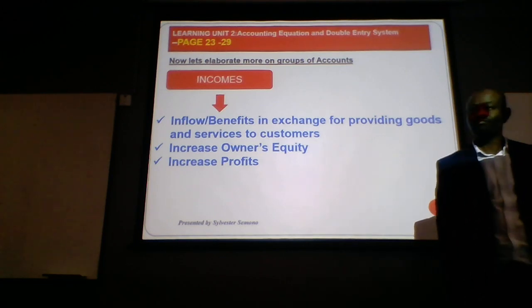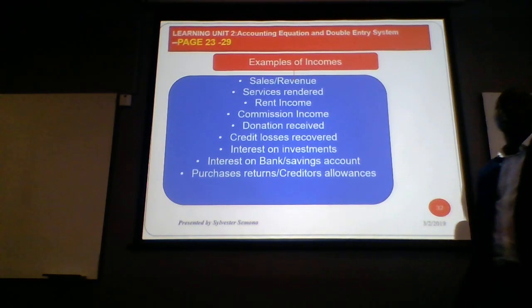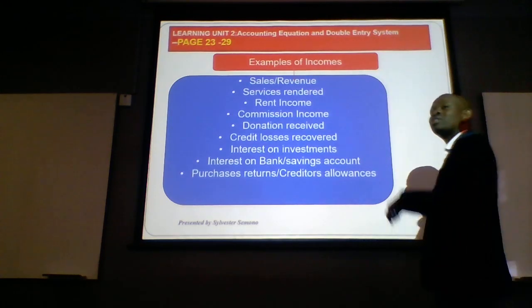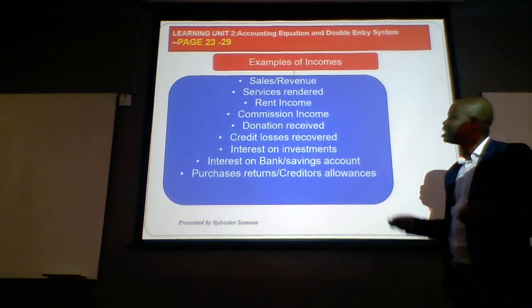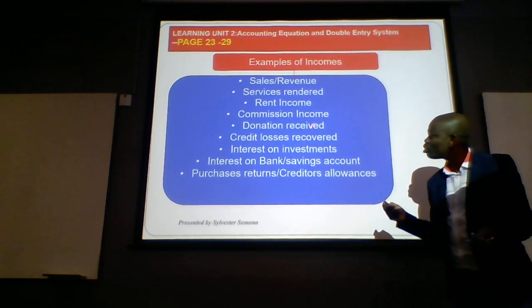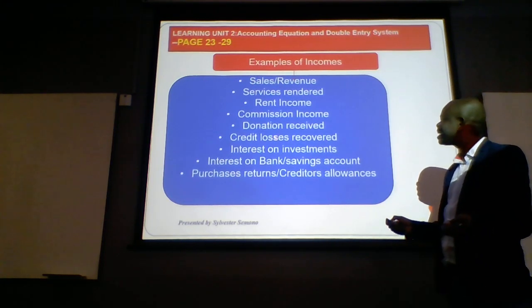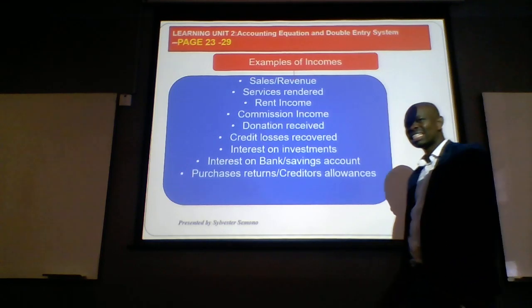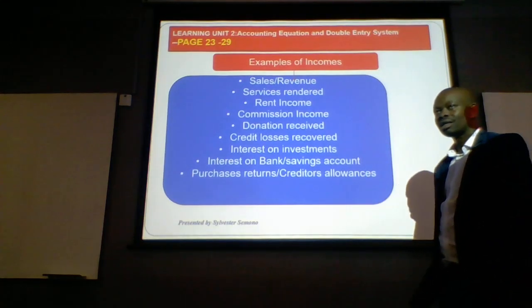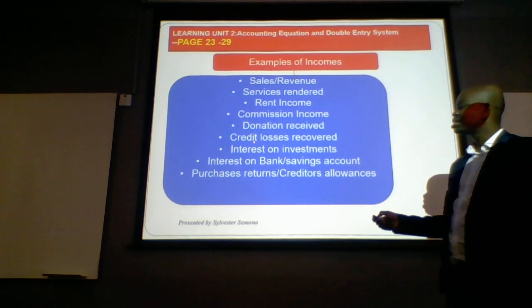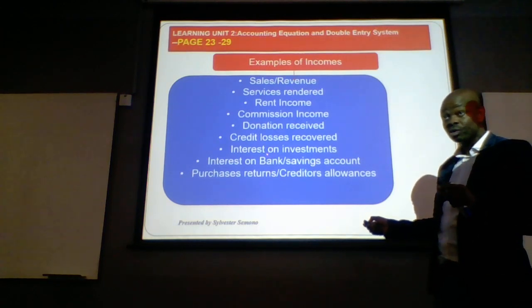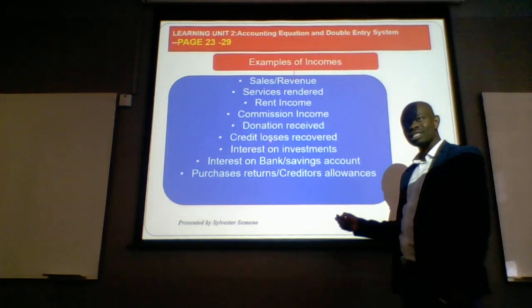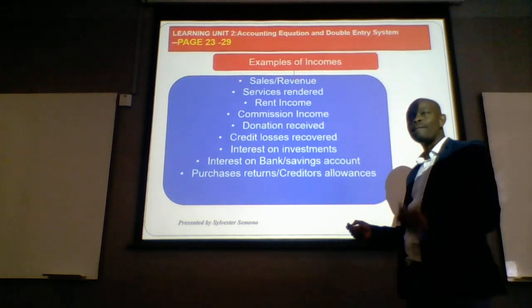Now move on. Examples, too many. Remember, I just put some examples, okay? You can find more. Sales, sometimes revenue, services rendered, rent income, commission income, donation received, credit losses. What are the credit losses? No longer have to pay people. This is the same as bad debts. It's just the new term that we're using. So when you see the word credit losses, just know that they're referring to bad debts.